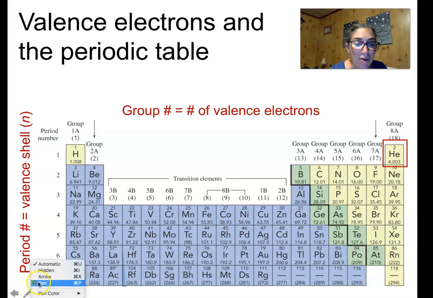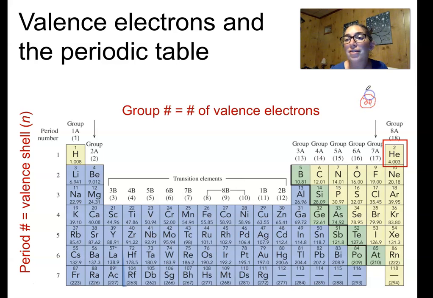So if we drew out helium real quick, all right, helium has 2 protons in its nucleus, and it has 2 electrons in that first shell. 1, 2. But the reason it's over here in group 8 is because that first shell, remember, is full when it has 2 electrons in it. So what all of the group 8 elements have in common is their valence shell is full. And for most of them, it's full with 8 electrons, but for helium, it's full with 2 electrons.